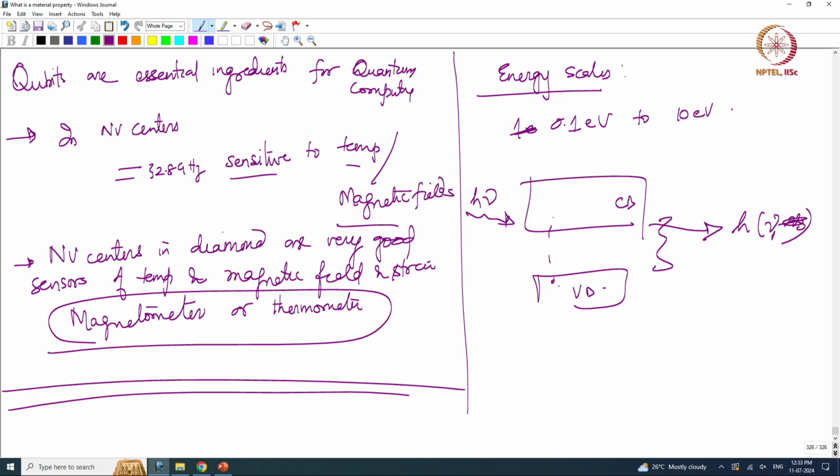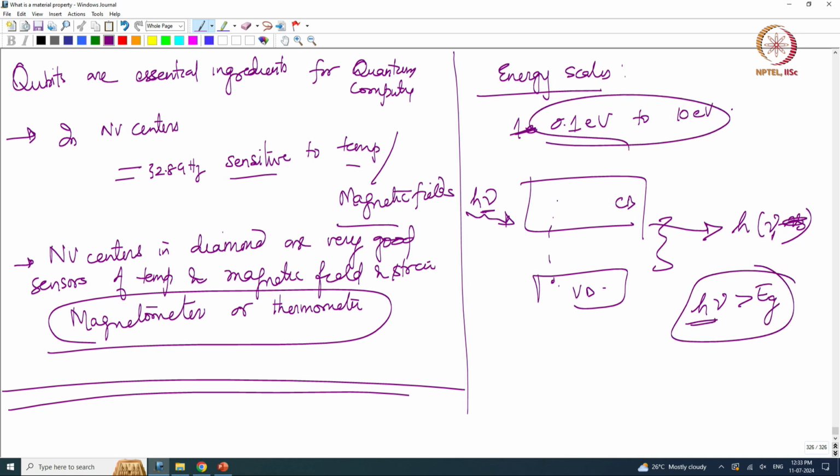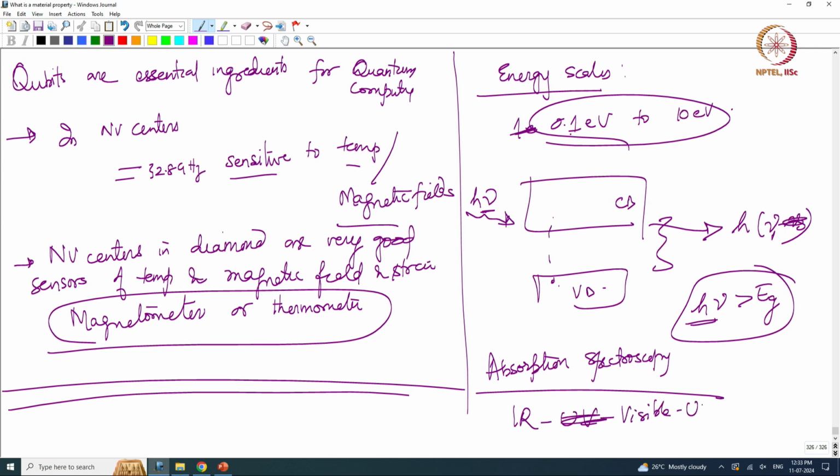This is like Raman absorption, but here I am shining light which is h nu greater than the band gap, and this light energy depends on the band gap of the materials. So it is 0.1 eV to 10 eV. Okay. So I can do absorption spectroscopy, and this absorption spectroscopy is either IR or visible or UV, depending on the material. If I give you diamond, I cannot do visible absorption, I should do UV absorption.